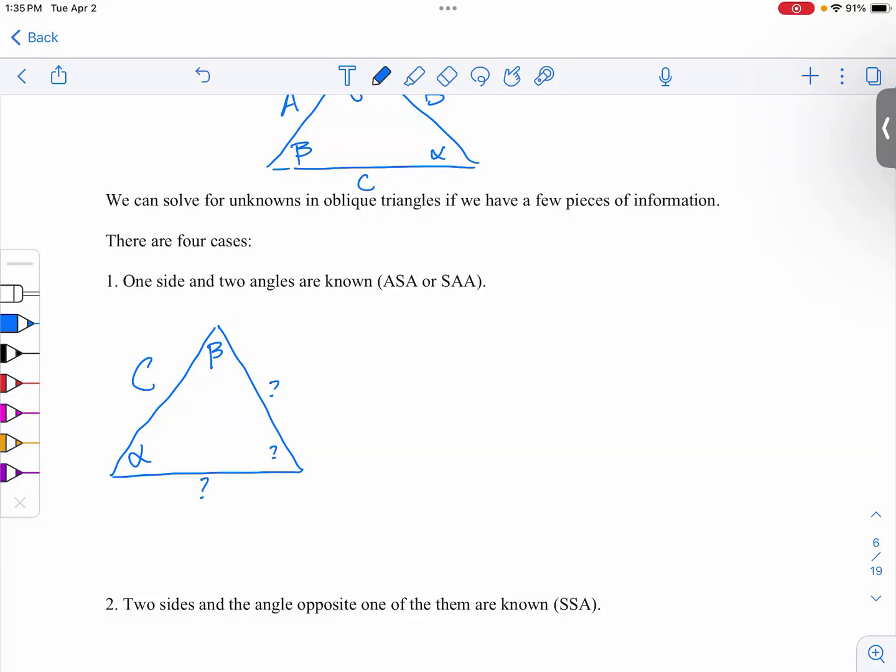Without this being a right triangle, right? Because a right triangle actually gives us 3 pieces of information. And so you're, quote, presented 2, but you actually know 3.